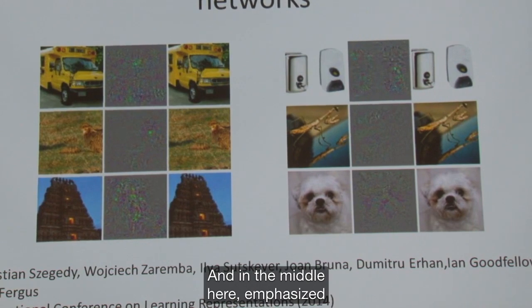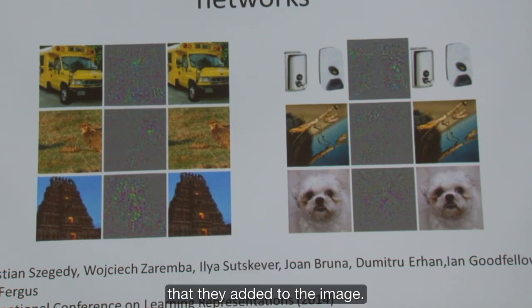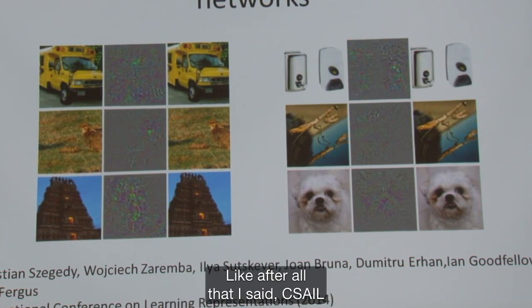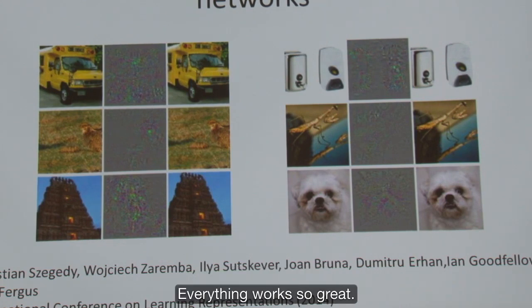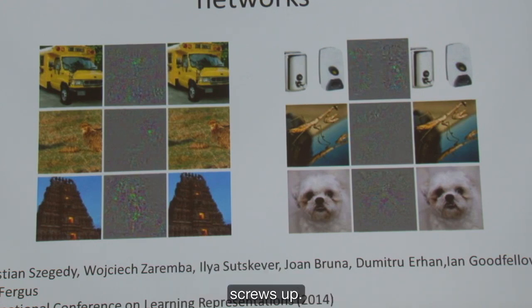And in the middle here, emphasized with a factor of 10, I believe, is the noise that they added to the image. That's weird, right? That looks quite disappointing. After all that I said, CSAIL can put their stuff online, everything works so great. Now these guys look nearly the same, and the network totally screws up. So what did they do to find these? If we go back to our image.